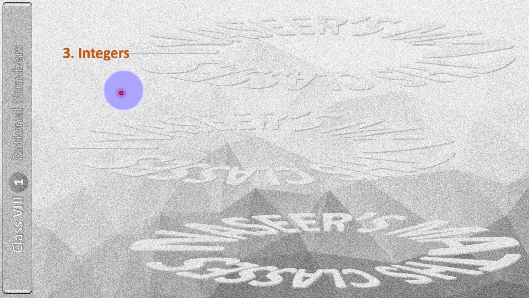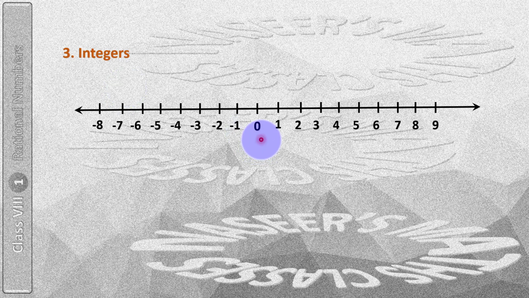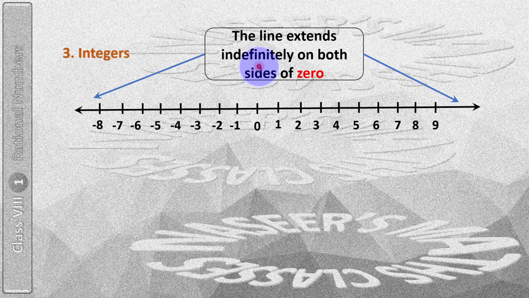Next, the third one, representation of integers on number line. In the middle we have 0, on the right side we have the positive numbers and on the left side we have negative numbers. This line extends indefinitely on both sides of 0. Positive numbers on the right side and negative numbers on the left side.